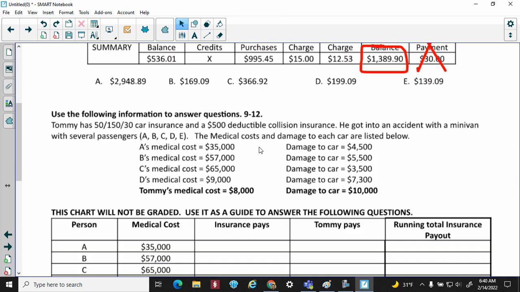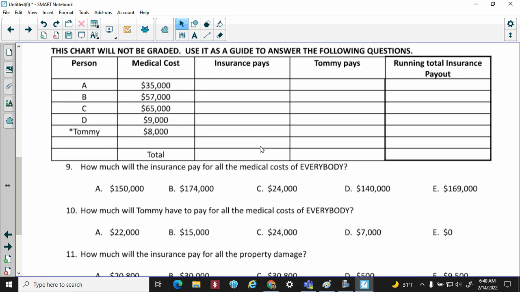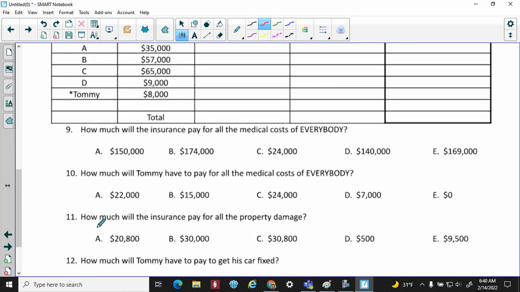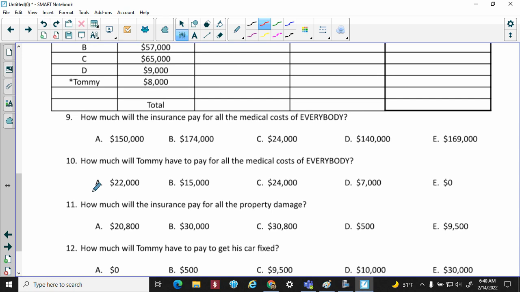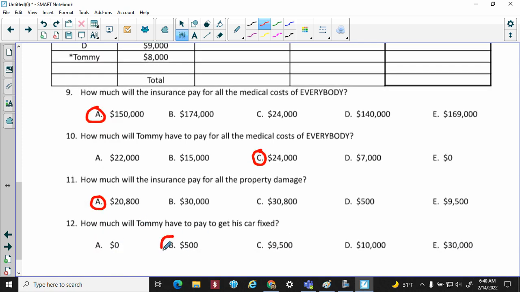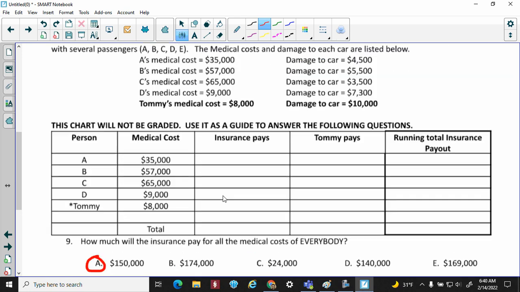All right. The answer for question number 9, actually, I'll go ahead and give you, because all these questions tie into this chart. Question number 9, the answer is A. 10 is C. 11 is A. And then lastly, 12 is B. All right, so let's do this.